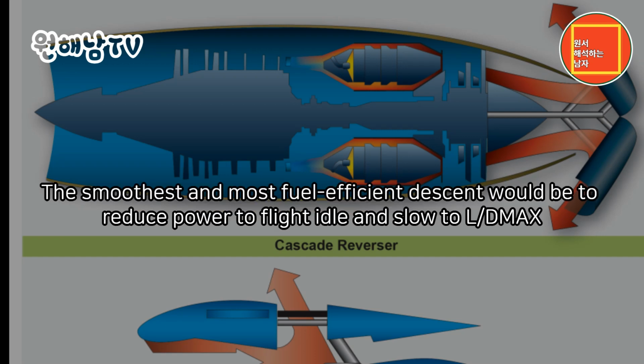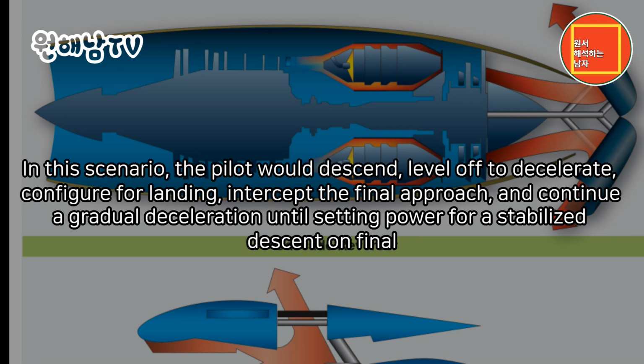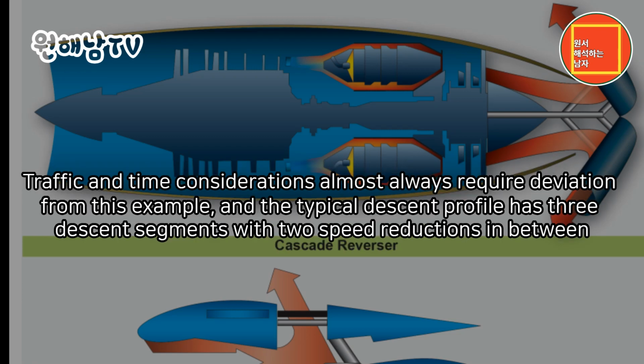The smoothest and most fuel-efficient descent would be to reduce power to flight idle and slow to LDMAX. In this scenario, the pilot would descend, level off to decelerate, configure for landing, intercept the final approach, and continue a gradual deceleration until setting power for a stabilized descent on final. Traffic and time considerations almost always require deviation from this example. And the typical descent profile has 3 descent segments with 2 speed reductions in between.